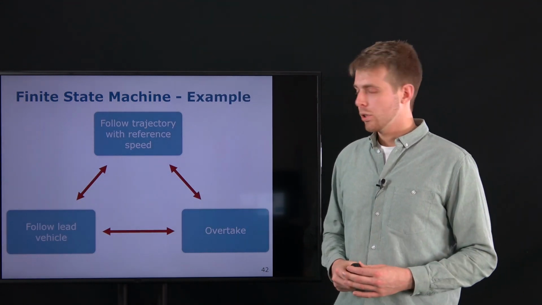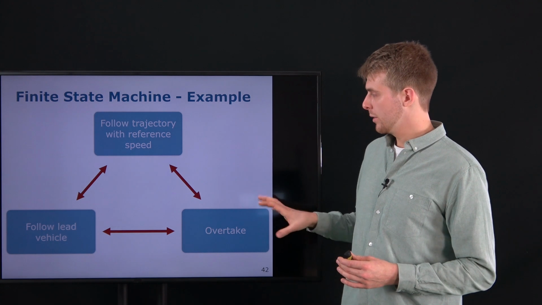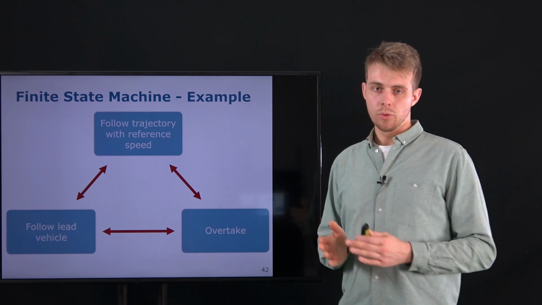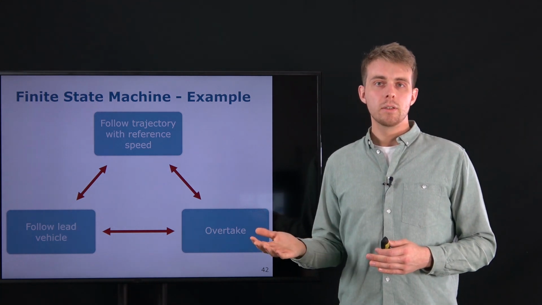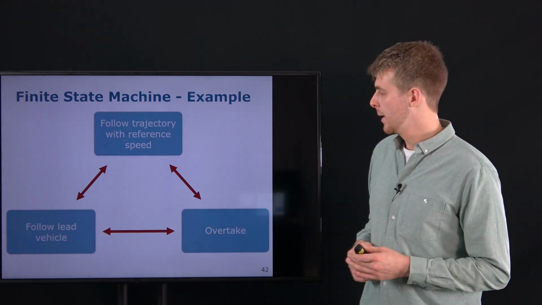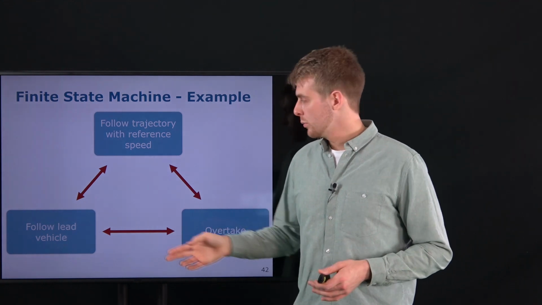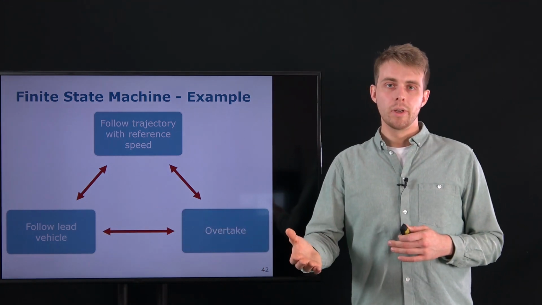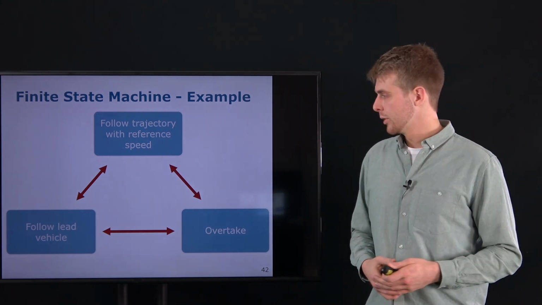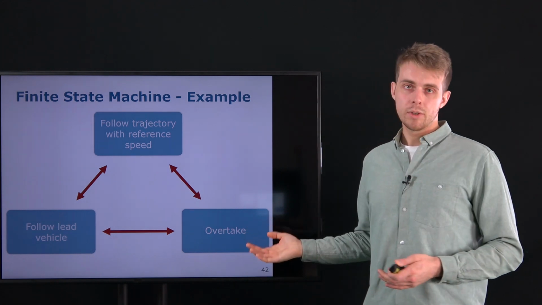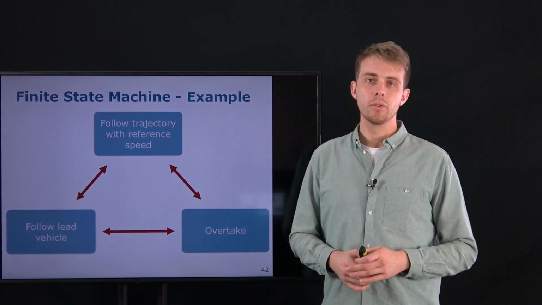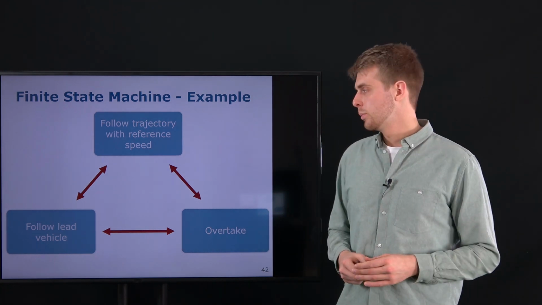I will now show a simple example. So here we have a finite state machine with 3 states. So the one state is that we are on a road and we have a reference speed according to our trajectory, and we want to follow this trajectory with the speed. Another maneuver or behavior could be that we have a lead vehicle in front and we need to adapt our velocity to the leading vehicle in order to not crash into it. The third possible state is overtaking. So if in case the car is slow, we might want to overtake. So these are roughly the 3 possible behaviors you might have on a road.